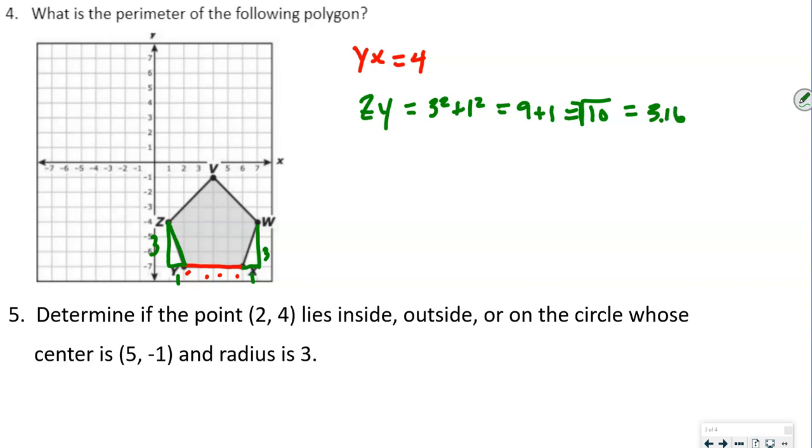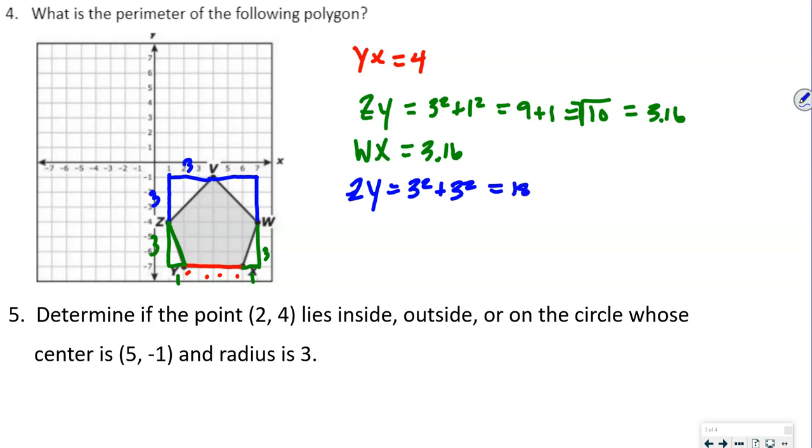Now, we already talked about this. WX is the same, right? Isn't it also 3.16? It is, because the side lengths are the same. So then our last one is going to be ZV and WV, okay? So ZV, we're going 3 up and 3 over. And this one over here is also 3 up and 3 over, if you can see it. So ZV is going to be 3 squared plus 3 squared. So that's going to be 9 plus 9.